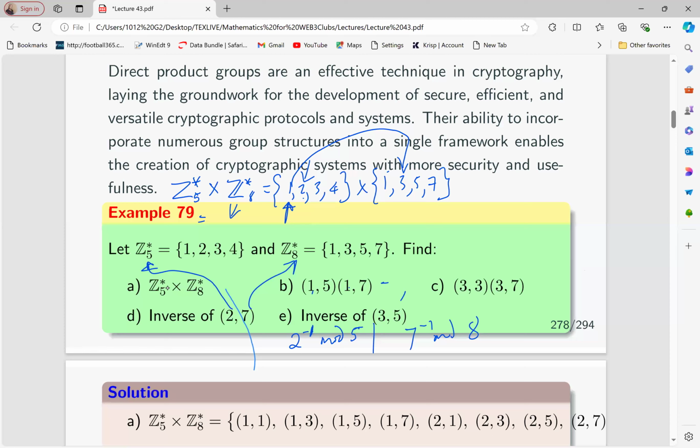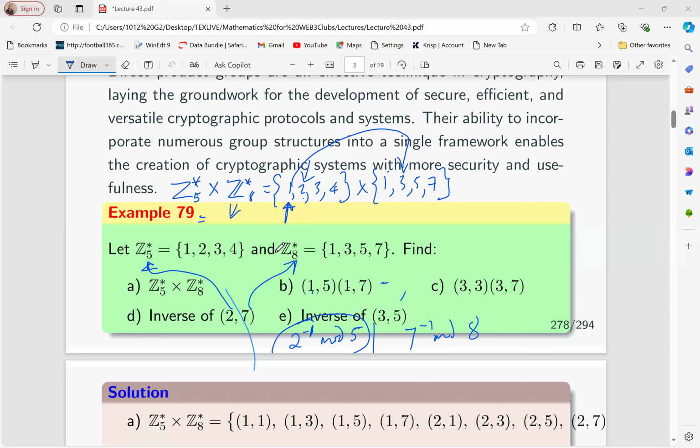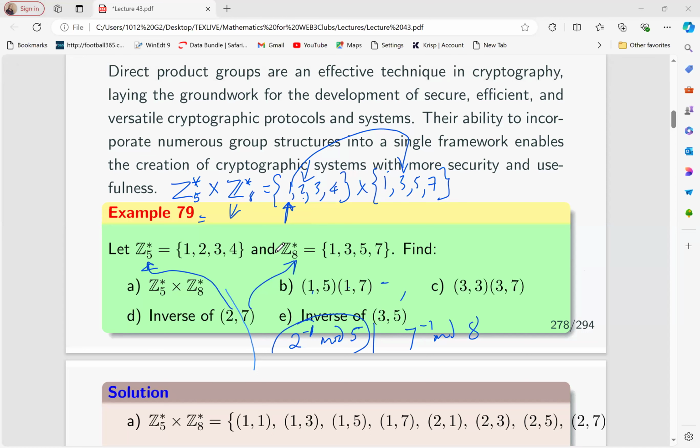This you can do using the extended Euclid's algorithm. But this one is very easy. It's very easy to see that the inverse of 2 is 3. The inverse of 2 is 3 mod 5. Yes, it's 3. The inverse of 2 is very easy to see, and even this one is.